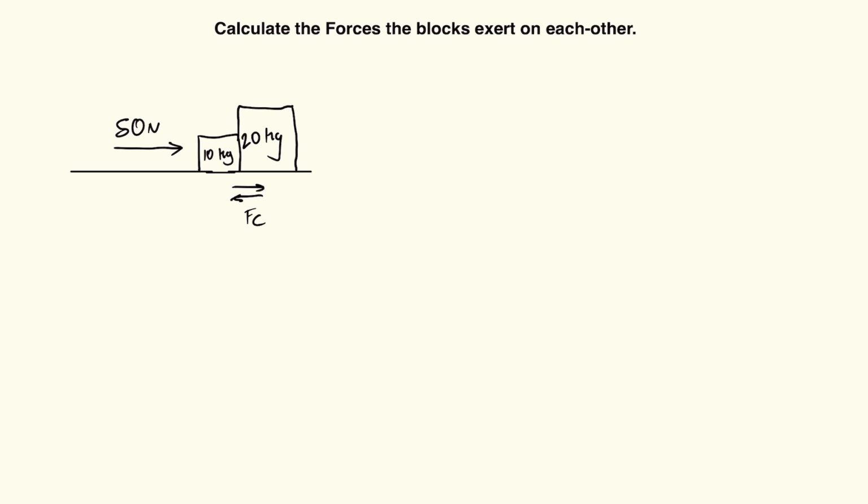Next we know that force is equal to mass times acceleration, and as a result, acceleration is equal to force over mass. We want to find the acceleration of the whole system. The total force of the whole system is equal to 50 newtons, so acceleration is equal to 50 newtons over the total mass of 30 kilograms. And this gives us an acceleration of 1.67 meters per second squared.